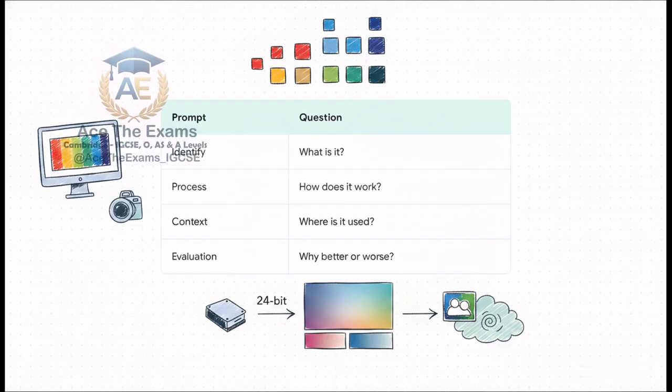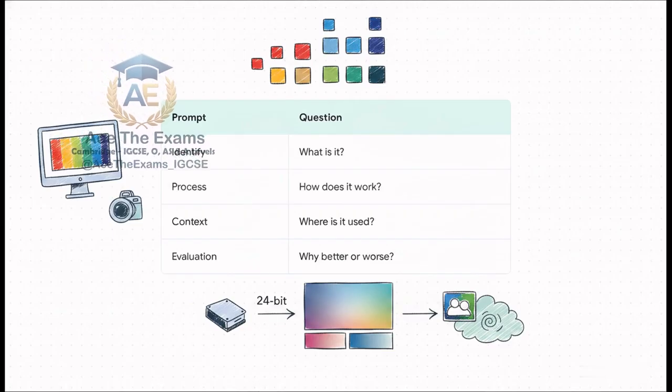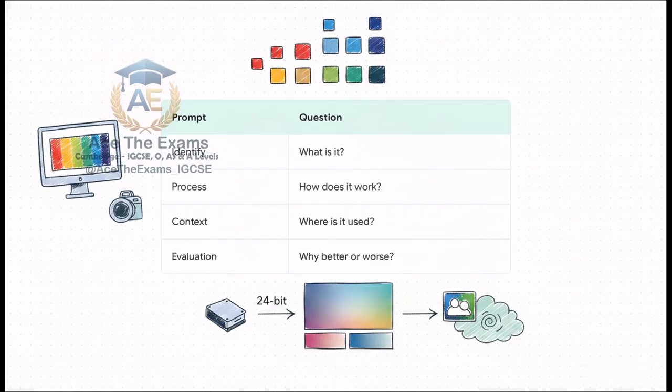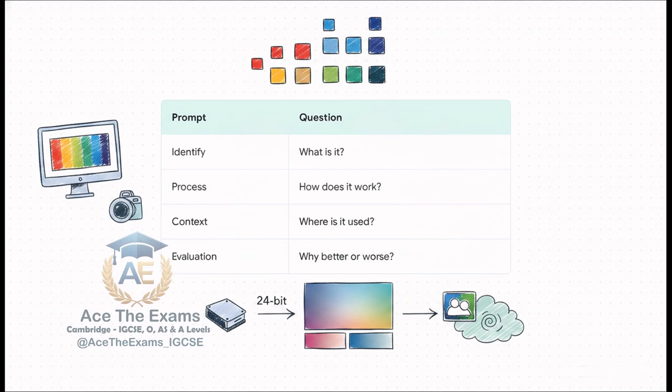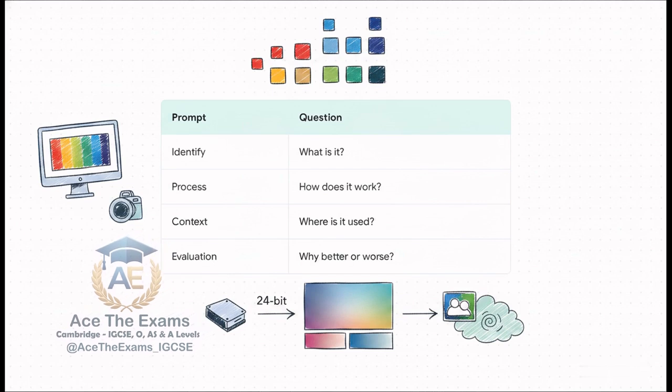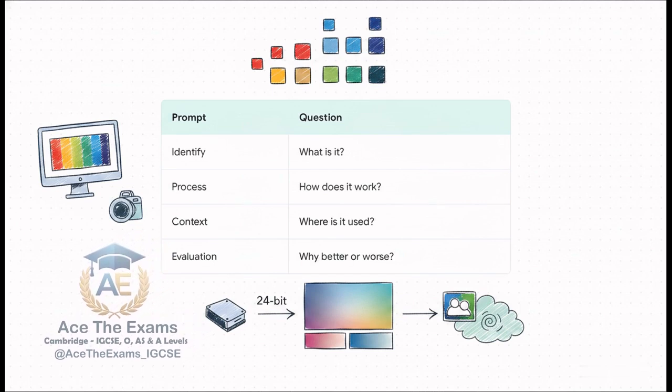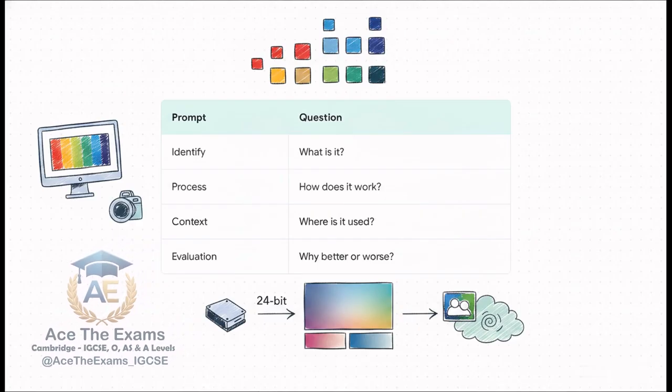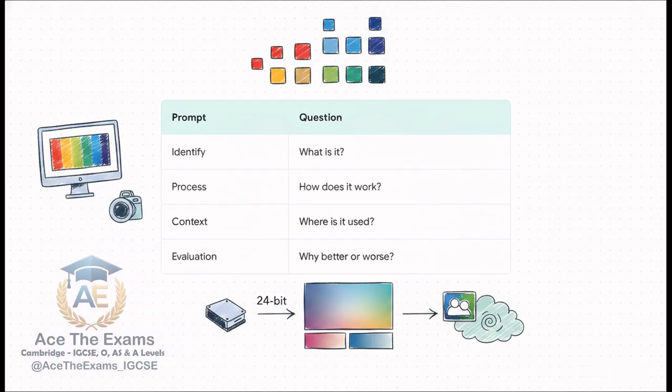You answer, allocating more bits allows for exponentially more binary combinations, which dramatically expands the palette of available colors, but it inherently requires storing more data per pixel. Prompt 3, where is it used? You answer, it's a critical factor in high-end image rendering, digital photography, and optimized web design. Prompt 4, why is it better or worse than an alternative?